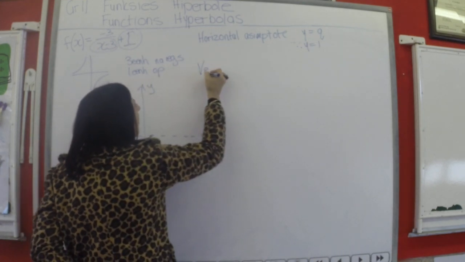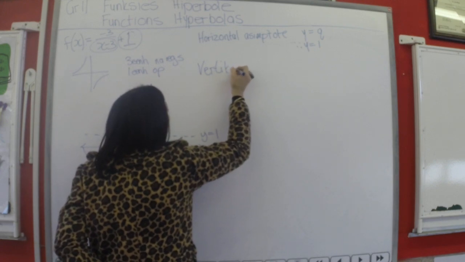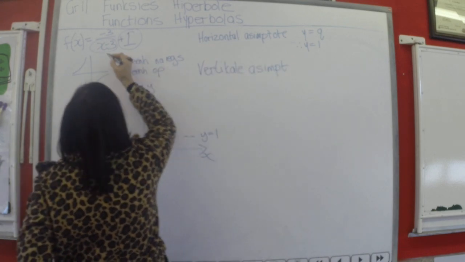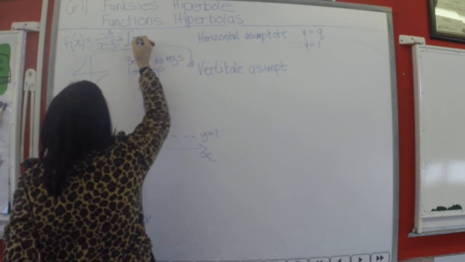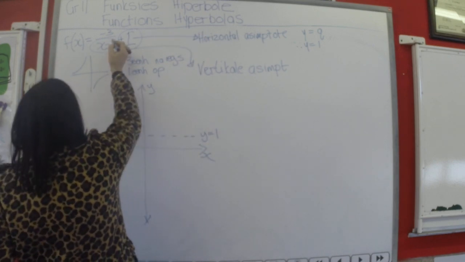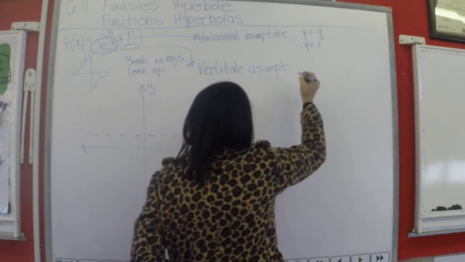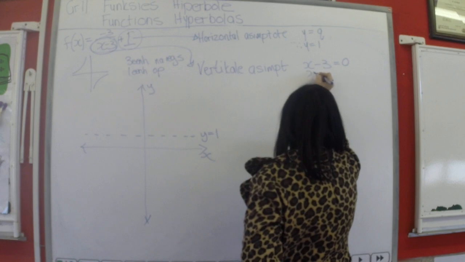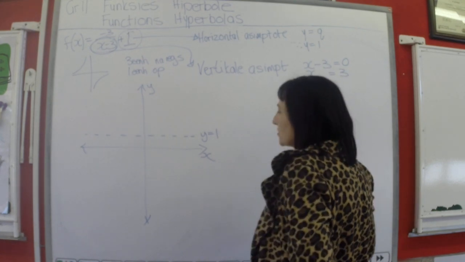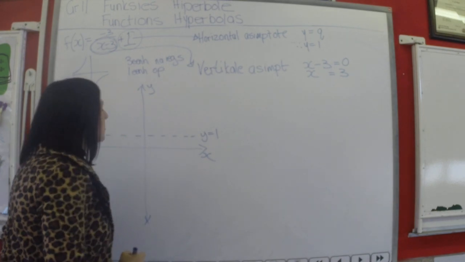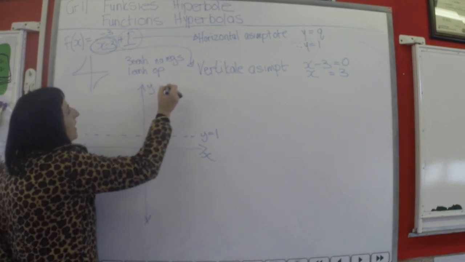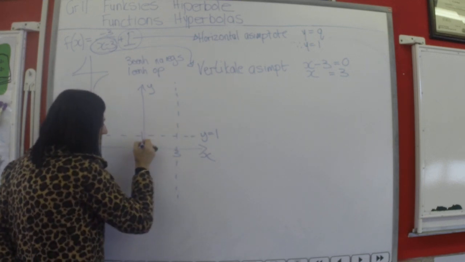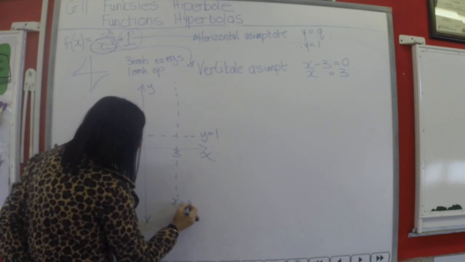My vertikale asymptoot gaan altyd hierdie gedeelte wees. That's my horizontal asymptote, that's my vertical asymptote. So ek gaan sê, x minus 3 is gelyk aan 0. So if I take that minus 3 to the other side of the equals, then it shifts to the right as I've taught you. So ek gaan nou hierso, x, daar's 3, hierso's 1, so that's going to be x equals 3.